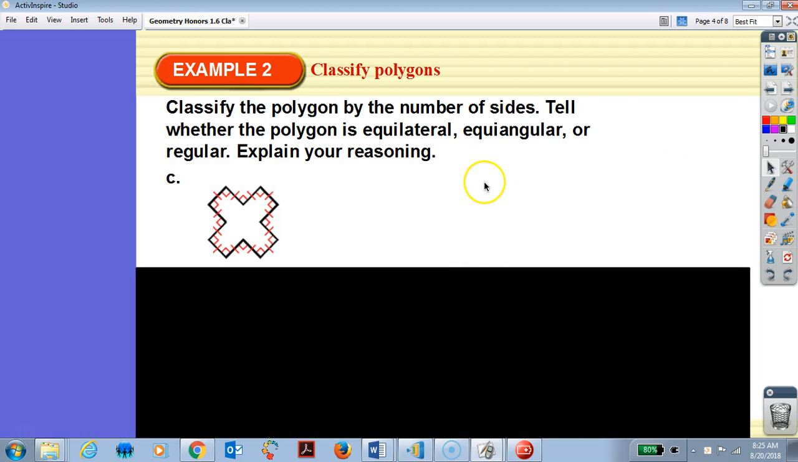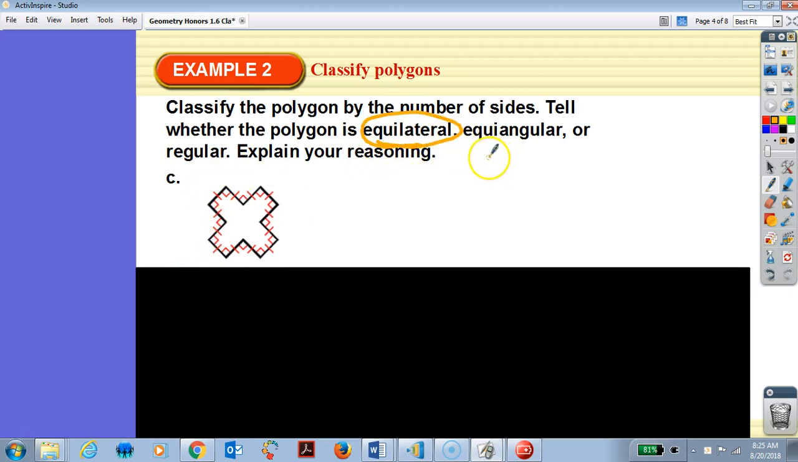All right, so classify the polygon by the number of sides. Tell whether the polygon is equilateral, equiangular, or regular. Explain your reasoning. So how many sides? 3, 6, 9, 12 sides. This is a what? Dodecagon. This is a dodecagon. Equilateral? Are all sides equal? Yes. So it is equilateral.